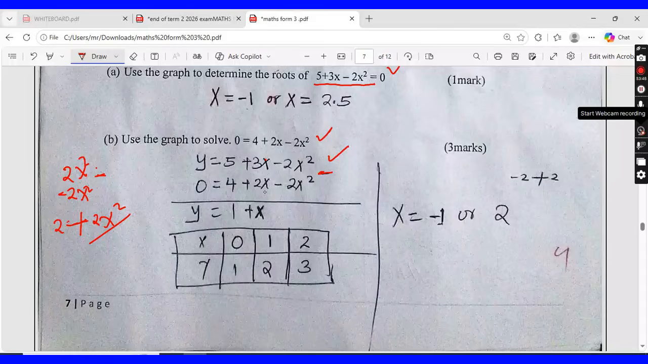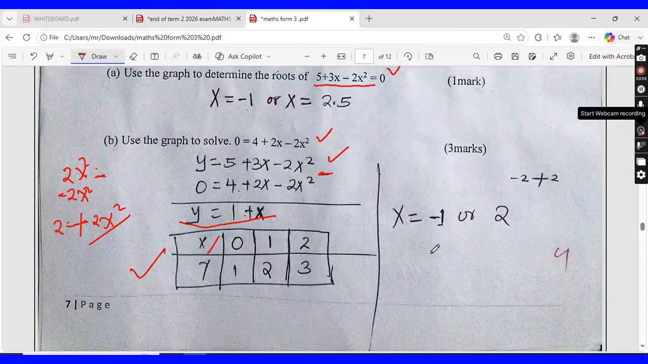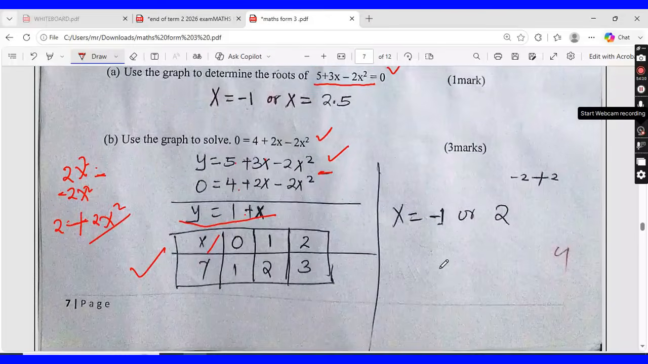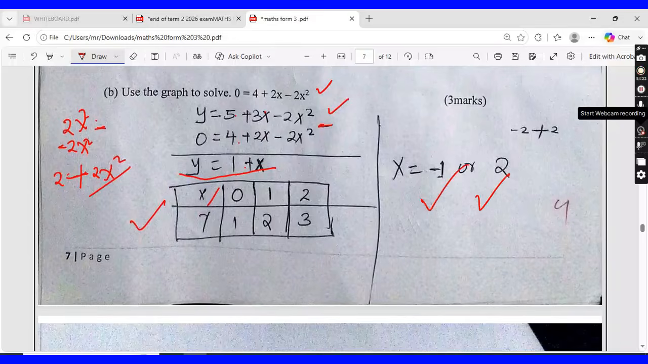So 3x minus 2x is x, and 5 minus 4 is this one. So we get a linear equation. For you to draw this one on a graph, you need to have a table. Make a table with 2 points. Then draw that line on the curve. Now where the line cuts the curve, that is where the answers are. So you read here on the x-axis, you read down here, and also you read here. Where that line cuts the curve, there the answers are. So you read those answers as you can see here.